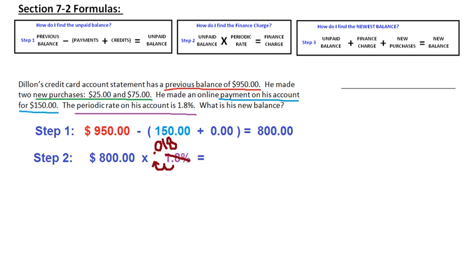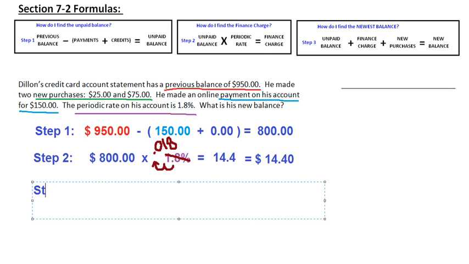So I take the 0.018 times 800, and I get 14.4. That's our finance charge. Now, I've got to be honest, that doesn't look like money. Technically, what we just found was $14.40. Alright, now we come to our last step.